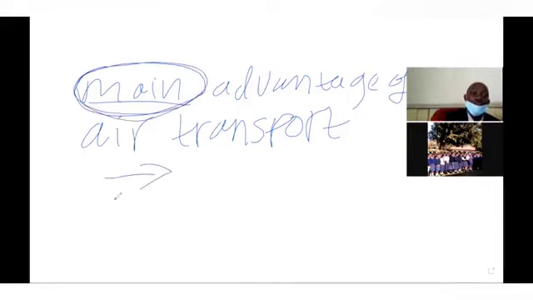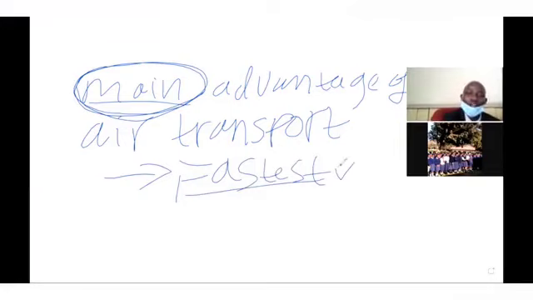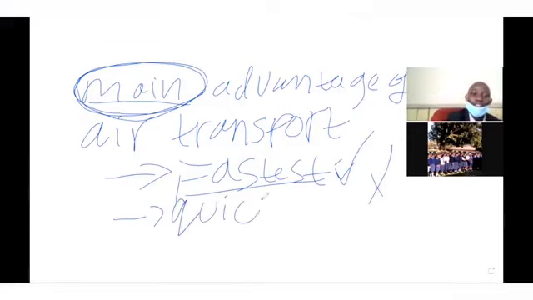If you give 2, for example, you can talk about air transport being the fastest. It is the fastest. So you get a mark. But if you give another answer on top of the first one, you are going to lose the marks. Maybe you write it is fastest, it is quickest.